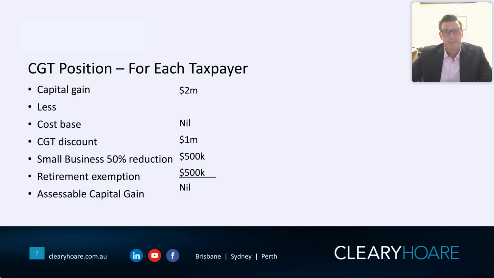So for each of mum and dad, their taxable gain will be 2 million, if we're assuming a cost base of nil, and just for the purpose of today, we will. Applying the general discount, because they've held it for more than 12 months, reduces that to 1 million. The small business 50% reduction reduces that to 500,000. And then the retirement exemption after that reduces it by another 500,000, leaving our assessable capital gain at nil.